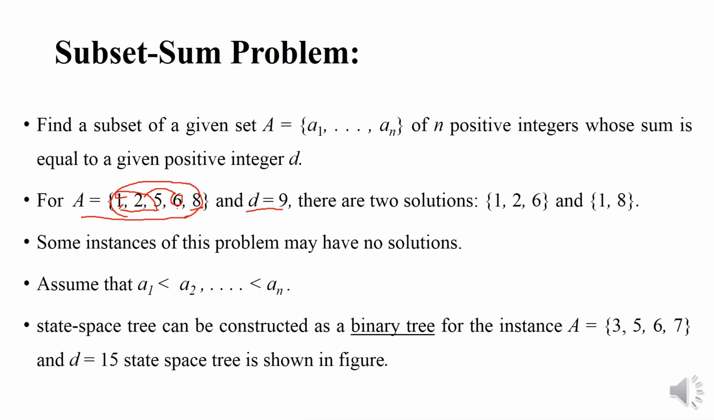So we need to construct the state space tree, which is constructed as a binary tree. Binary tree means every node can have 0, 1 or 2 children. So the left child will indicate inclusion of the element in that subset, whereas the right child will indicate that the item was not selected into the subset. So we have to construct the state space tree for this given set of elements 3, 5, 6 and 7 and a given d value as 15.